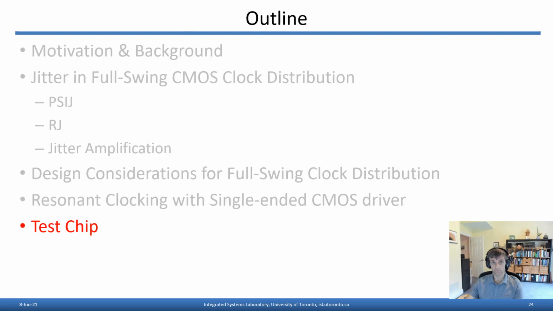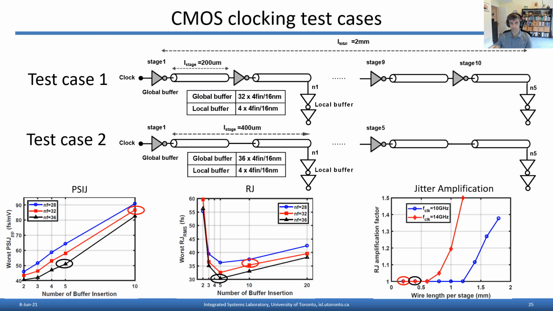Finally, I'll just take a quick look at an example design done to try and quantify some of these effects. So in this design, two test cases were considered. Both distribute a clock across a total distance of 2 millimeters and have 5 tapping points. In case 1, there's 10 repeaters along the way. And in case 2, there's only 5, but the 5 stages are sized somewhat larger. So these correspond to the two design points indicated here with the black and red circles.